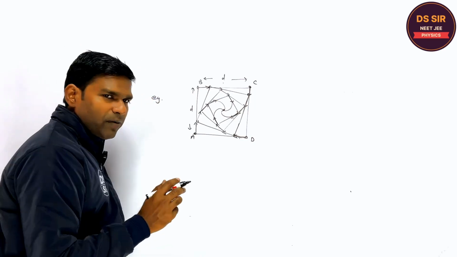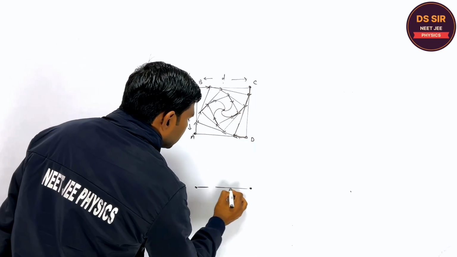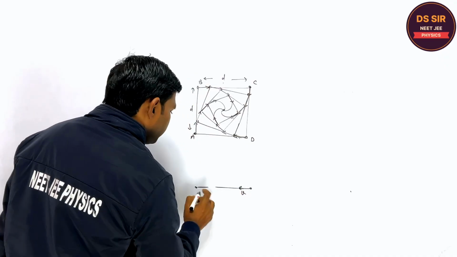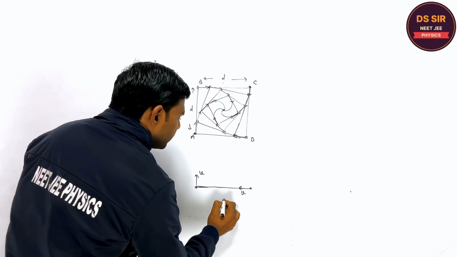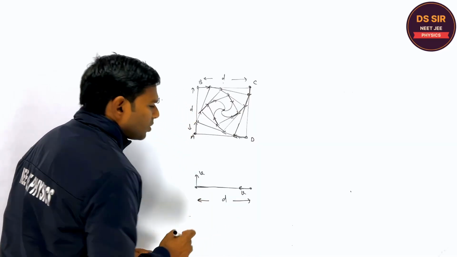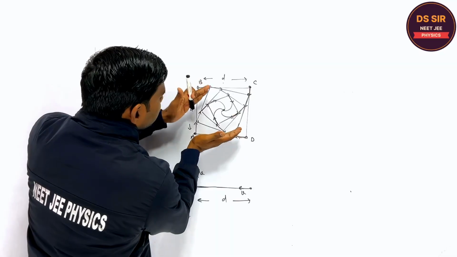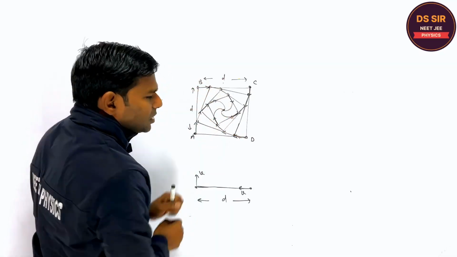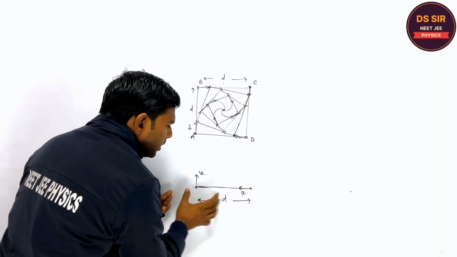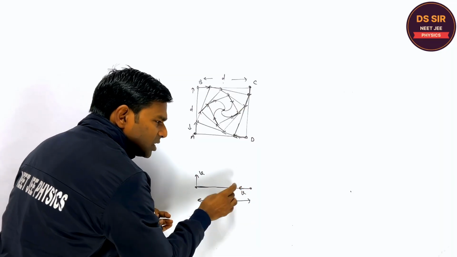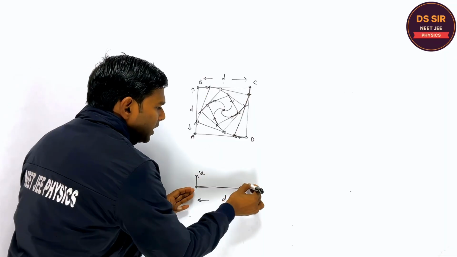So what is the time? To find the time, you consider any two particles. It is the velocity v and the velocity v. The initial separation between them is, say, d. And this separation is decreasing and finally becomes zero. So can you tell me what is the relative velocity by which this distance is decreasing? This is the v always, and this is the v.